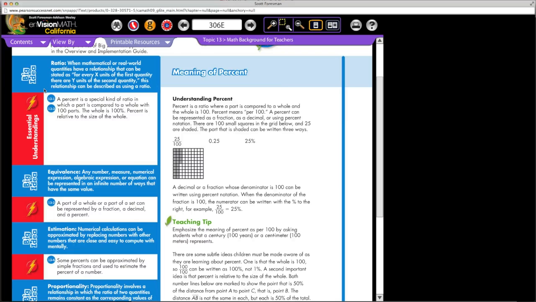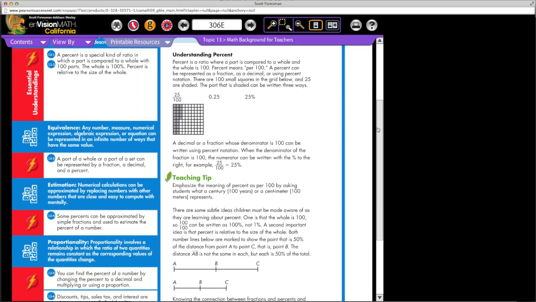I think that's an essential understanding for students, and something they should have gotten in 5th grade, but you really want to reinforce that in your 6th grade lessons, especially as you're introducing percent at the beginning: percent is relative to the size of the whole. So you again go through here and you can look at your different essential understandings for topic 13 and how they relate back to the big idea. Always a good idea to look there first.